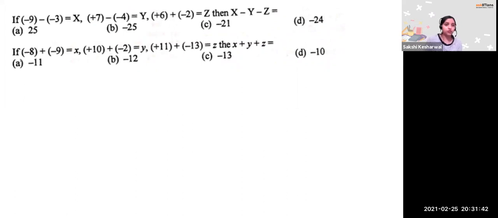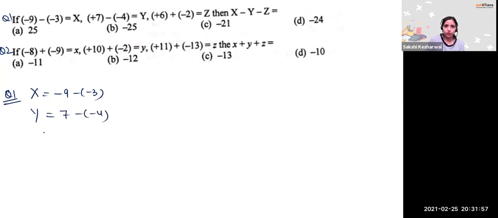See over here, the questions. It says minus 9. So let's take this as question 1 and this as question 2. I'll be solving question number 1 over here. It says that x is equal to minus 9 minus of minus 3, and y is equal to 7 minus of minus 4, and z is equal to 6 plus of minus 2.